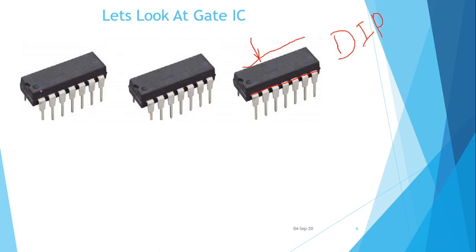Now this notch is very important here, because nowhere is it printed which pin is number one, or what the numbers of those pins are. If you see here, these are 7 pins: 1, 2, 3, 4, 5, 6, 7. This side it is 7 and the other side it is again 7, so it becomes 14. So this particular IC is a 14 pin IC.